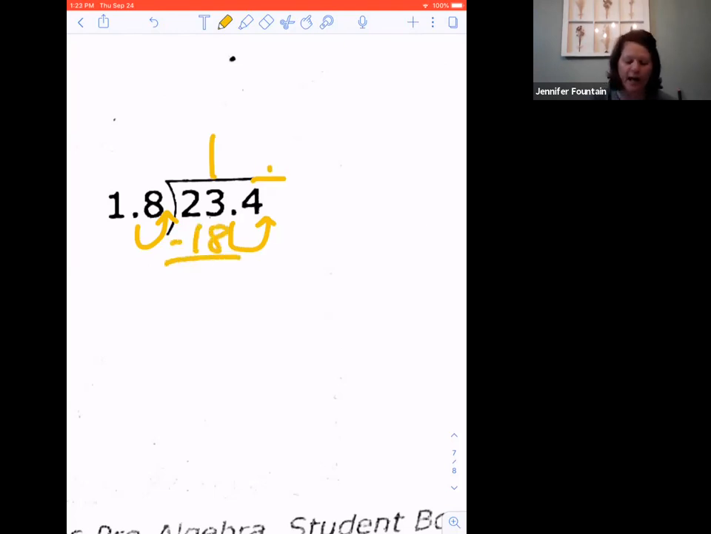So now I'm going to subtract. 3 minus 8 I can't do, so I'm going to make this a 13. Actually, let me do this. I'll just put a 1 here to make that a 13, and 2 becomes a 1. So 13 minus 8 is 5, and 1 minus 1 is nothing. So I have a remainder of 5, so I bring down my 4, and 18 will go into 54. Okay, so I've got to think about my multiples of 18.